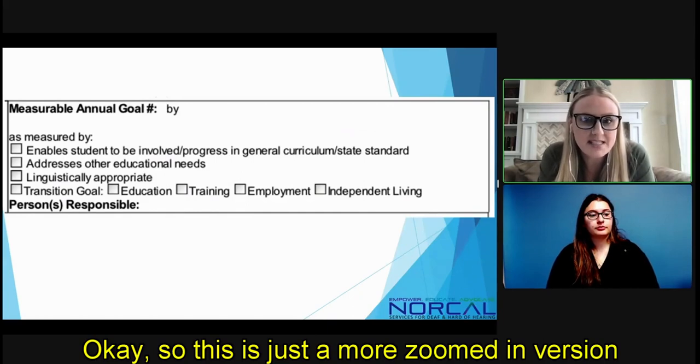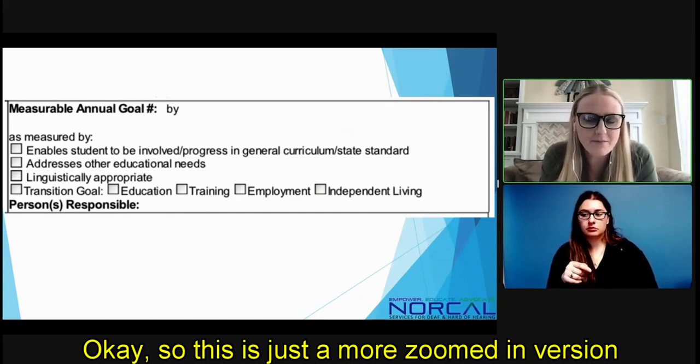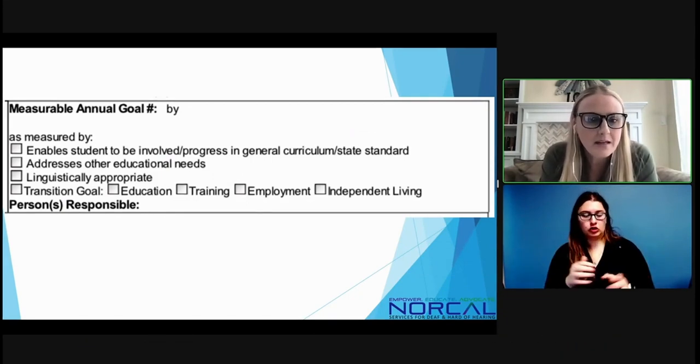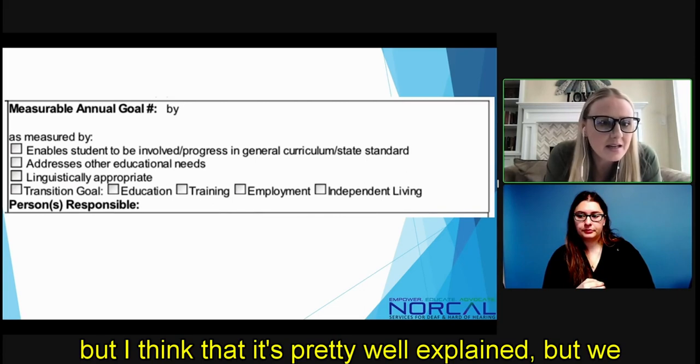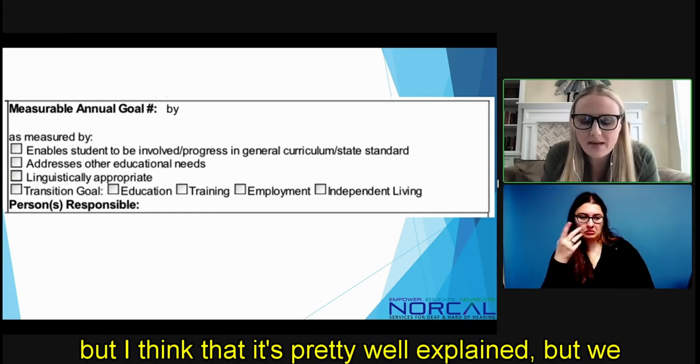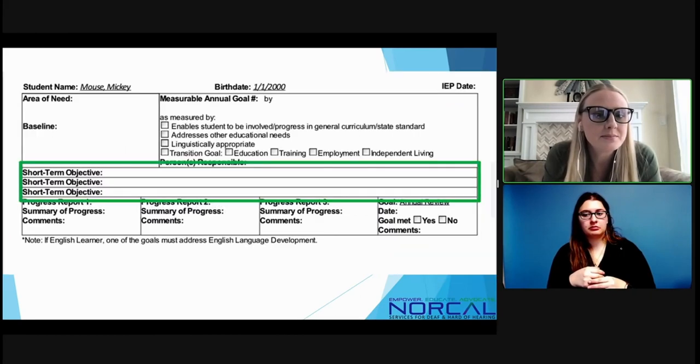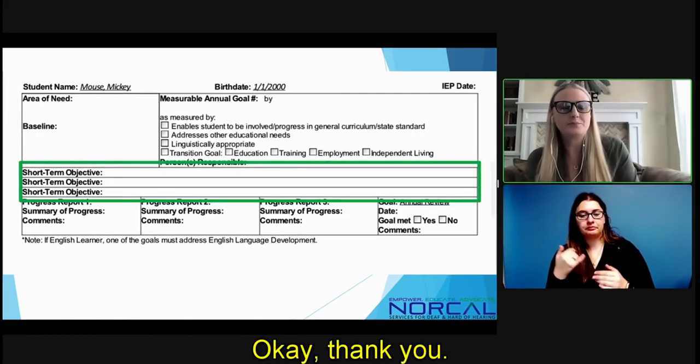Okay, so this is just a more zoomed in version of that section so you can see it more clearly. But I think that it's pretty well explained, but we can probably go to the next slide. Okay, thank you.